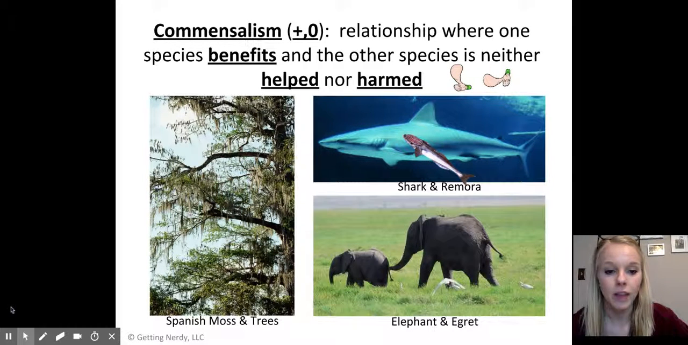Then we also have the elephant and the egret, where the elephant's not bothered by the egret following it around, but the elephant helps kick up a lot of the different bugs that are in the ground, making it easier for the egret to find its food source.